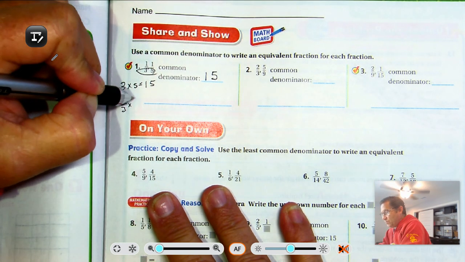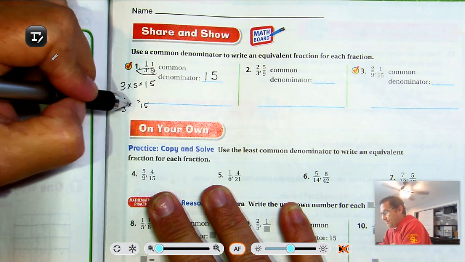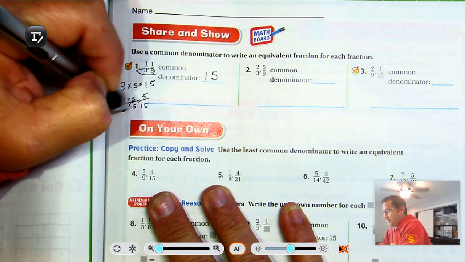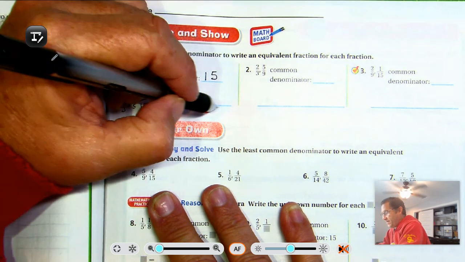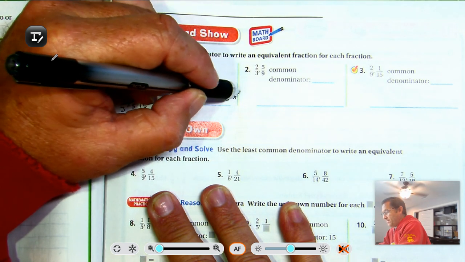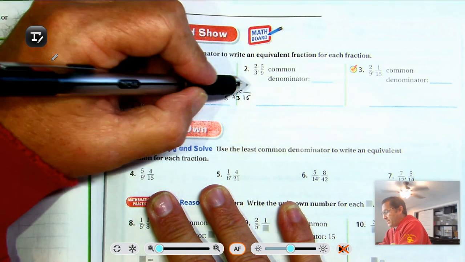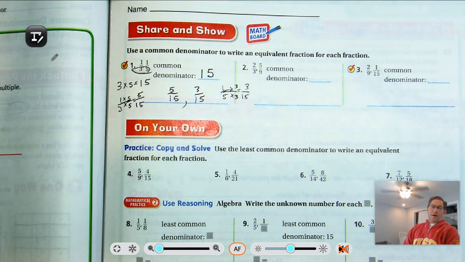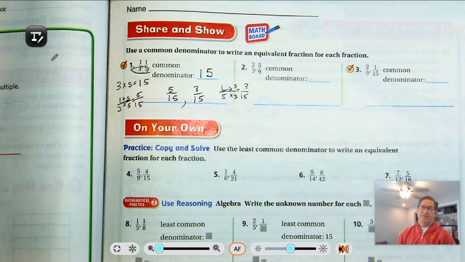1/3 times what would give me 15ths? 5. Okay, so 1 times 5 is 5. 3 times 5 is 15. So 5/15ths, and 1/5. What would I have to multiply 5 by to get 15? 3. And 3 times 1 is 3. So the equivalent fractions with a common denominator are 5/15ths and 3/15ths.